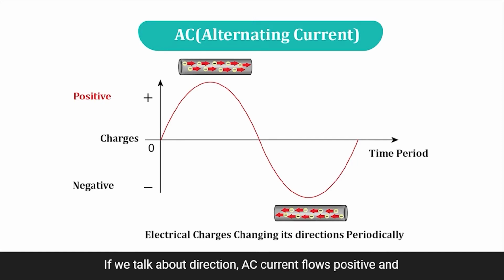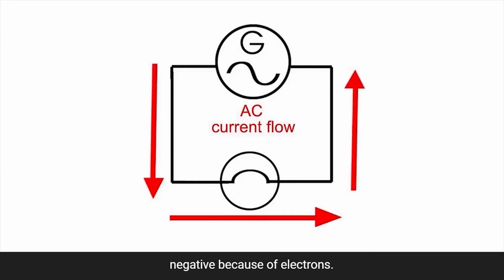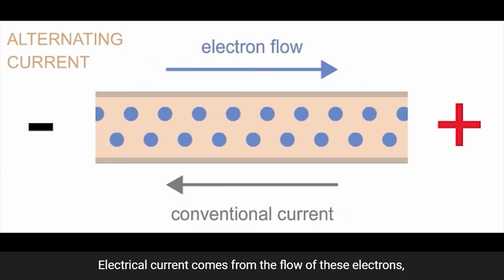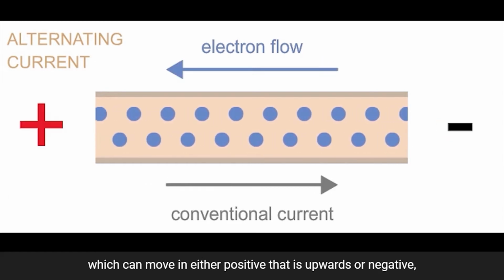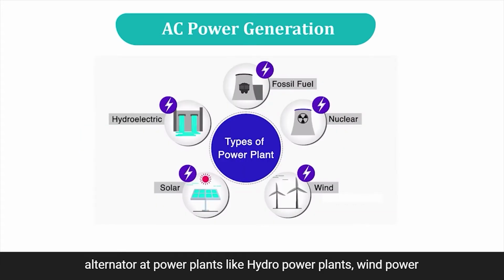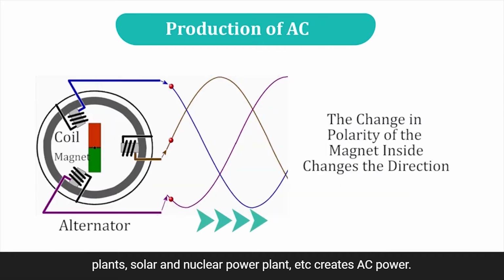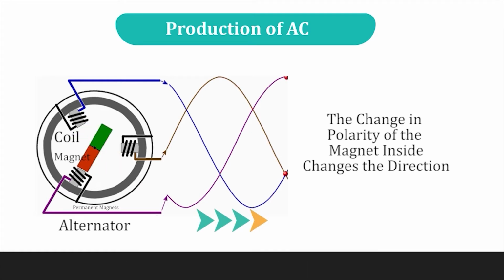If I talk about direction, AC current flows positive and negative because electrical current comes from the flow of electrons, which can move in either positive, that is upward, or negative, that is downward direction. This is known as a sinusoidal AC wave, and this wave is caused when alternators at power plants like hydropower plants, wind power plants, solar and nuclear power plants, etc. create AC power.